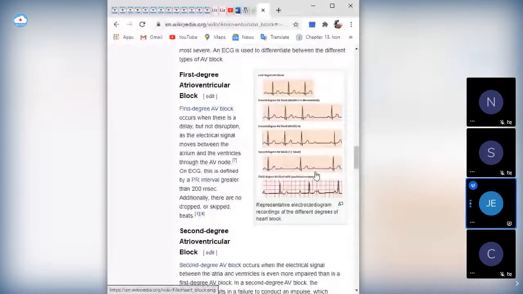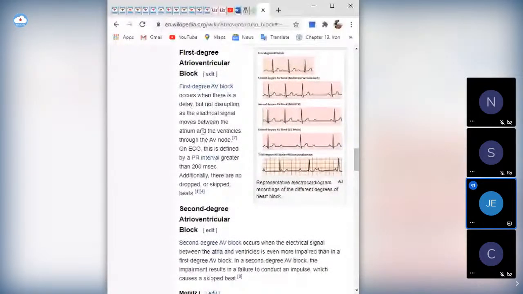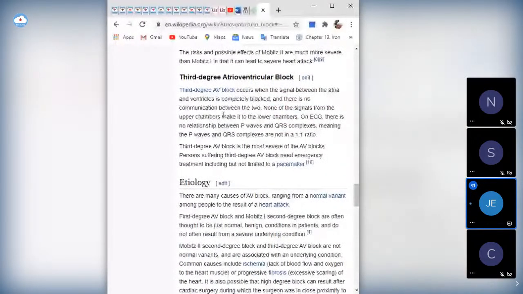Then the third degree AV block with junctional escape. Let's look at third degree. Third degree AV block occurs when the signal between the atrium and ventricle is completely blocked. It's the third degree that is called complete heart block. So it means that the P wave and the QRS are just different. They will no more be coordinating. None of the signals from the upper chambers make it to the lower chambers.